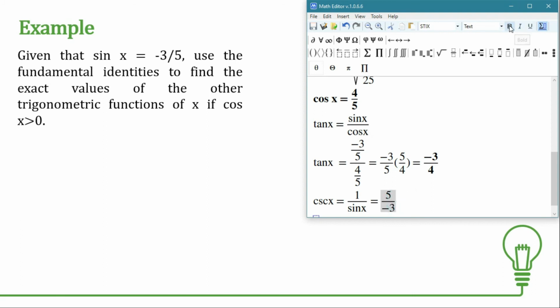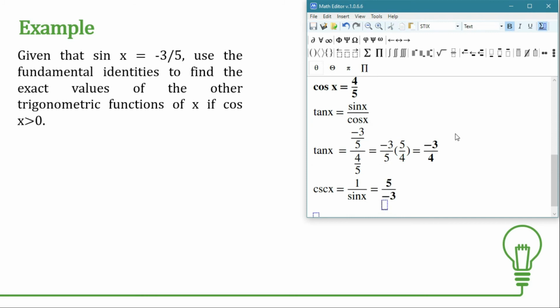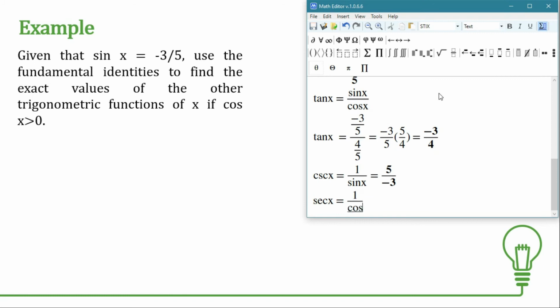Alright. Next is for us to look for the secant of x. So, the secant of x is equivalent to what? According to our reciprocal identity, that is equivalent to 1 over cosine. So, we have secant x equals 1 over cosine of x.